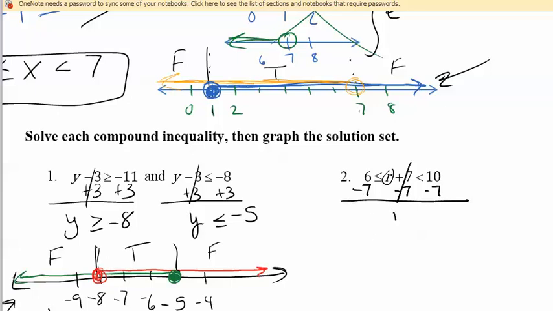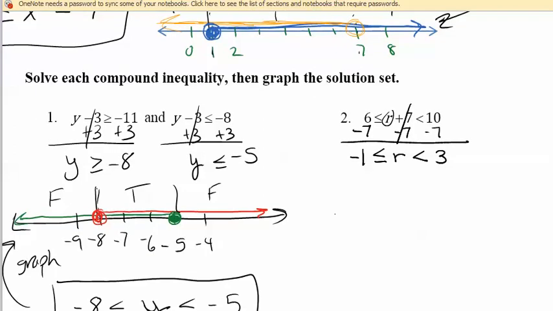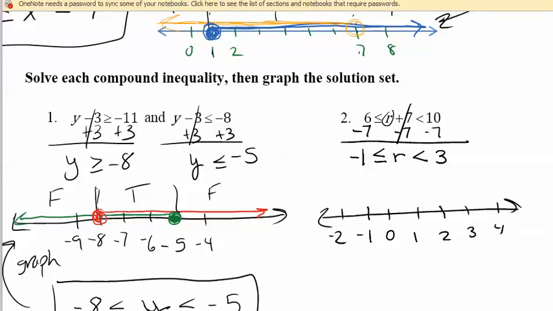So when I do that, I'm left with r in the middle by itself. I have less than, over here I have less than or equal to. So when I combine these, this is negative 1, and when I combine these, it looks like 3. 10 minus 7 is 3. So let's graph this inequality. Okay, it looks like my limits are from negative 1, then 0, 1, 2, 3, 4, and over here maybe I can add a negative 2. So I'm going to graph my inequality.